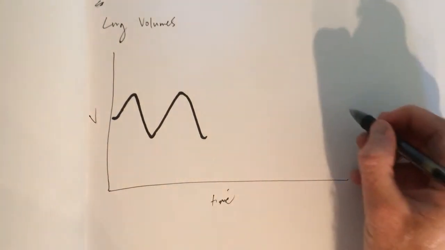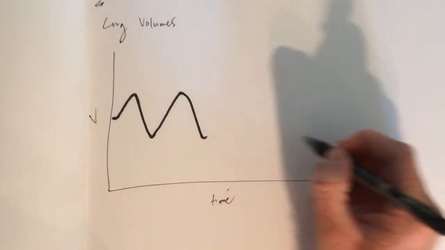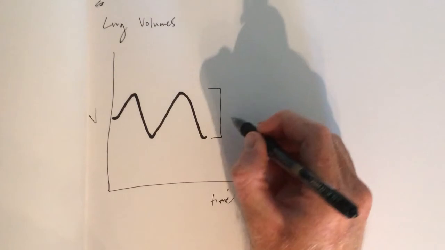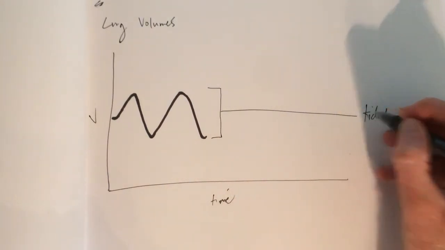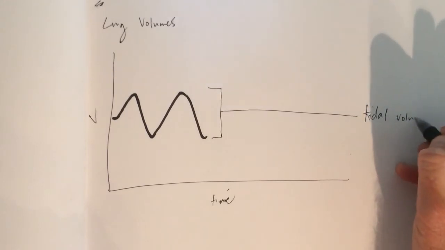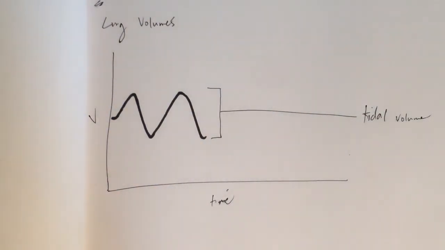Now, that volume right here, that is called your tidal volume, T-I-D-A-L volume. It's the volume of air that goes into and out of your lungs during normal breathing.